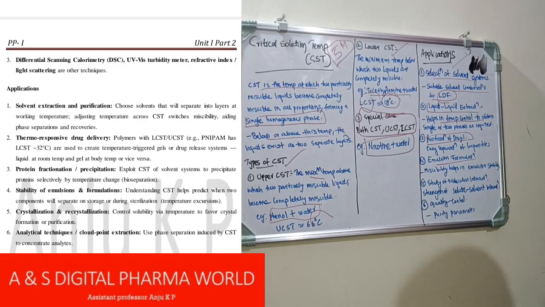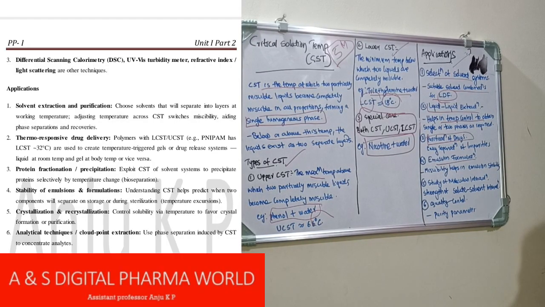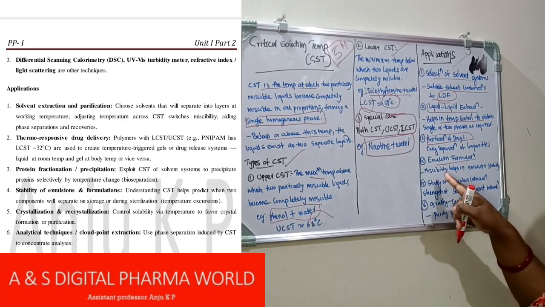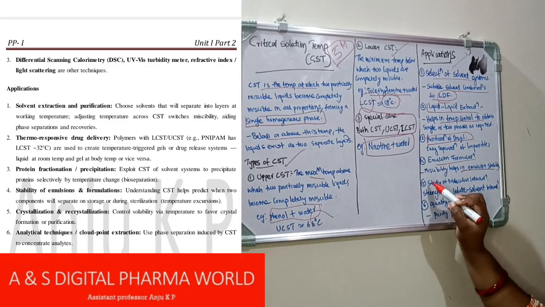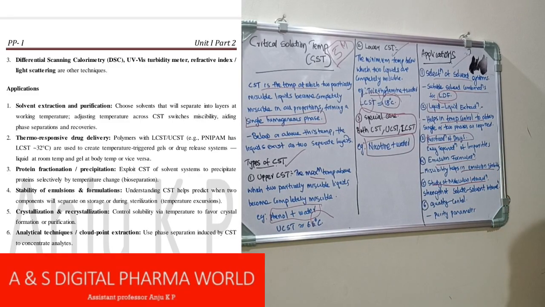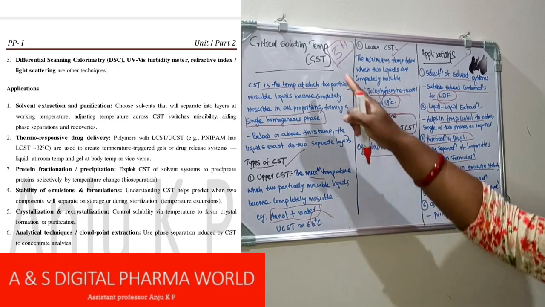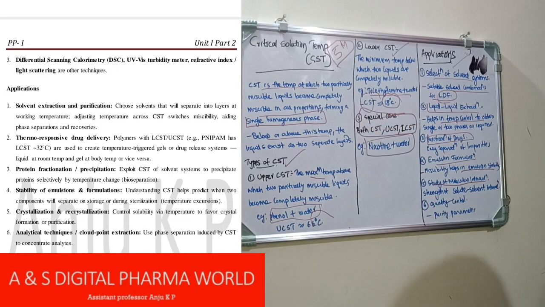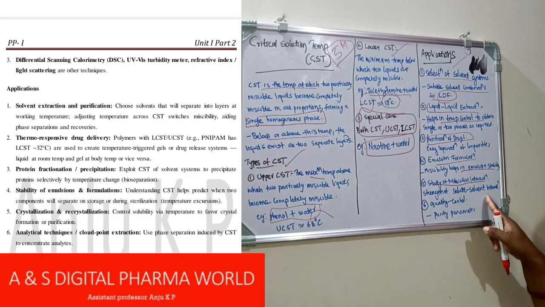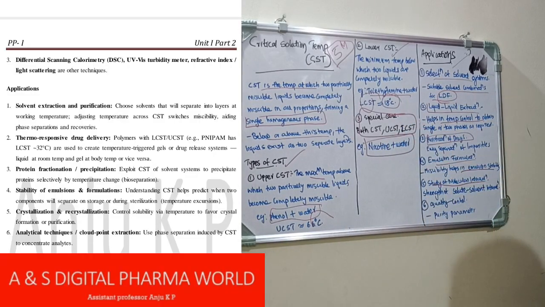Next, emulsion formulation. We know emulsions are thermodynamically unstable because the system contains two immiscible liquids. If we know the miscibility region, it helps in emulsion stability. Next comes the study of molecular interaction. We can study the strength of solute solvent interaction from CST.